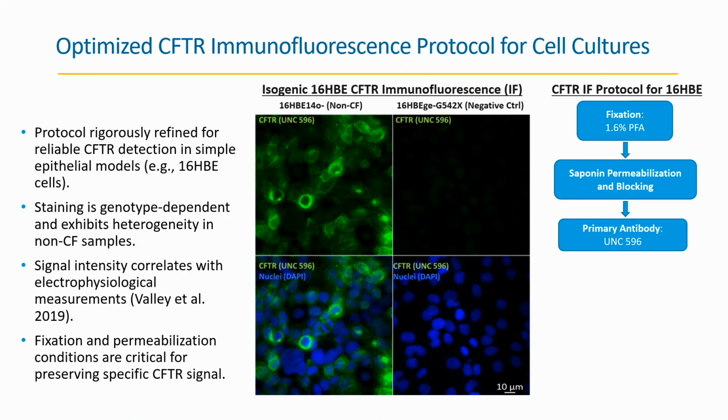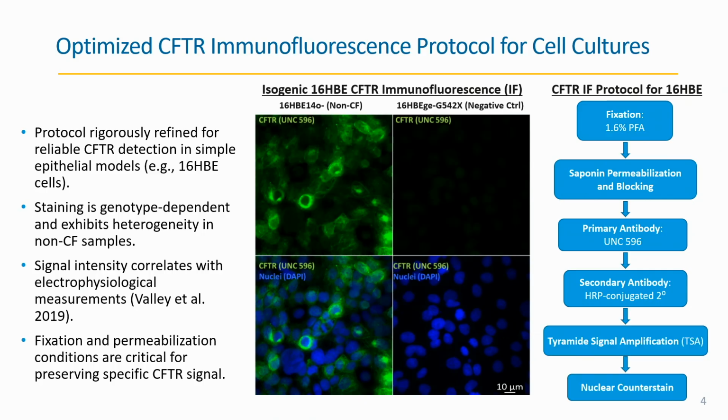We follow this with an incubation with UNC 596, which is specific to the NBD2 domain of CFTR. The work that we did was optimized mainly on this antibody, and the majority of the data I'm going to show you today is using this antibody. However, we have been able to demonstrate reproducibility of this protocol with UNC 528 and UNC 450, which are specific to different epitopes of CFTR. Our protocol then follows an HRP conjugated secondary antibody incubation and a tightly time-controlled tyramide signal amplification to ultimately achieve the result you see on this slide.